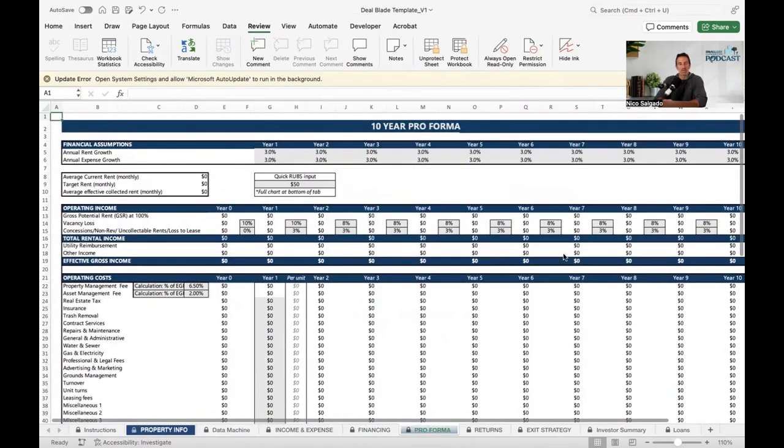And now we're going to build our pro forma. The pro forma is going to be built on 10 years. Okay, that's the maximum that this goes to, because typically you're going to own a property for a maximum of 10 years, especially if you're syndicating. You don't really go beyond 10.